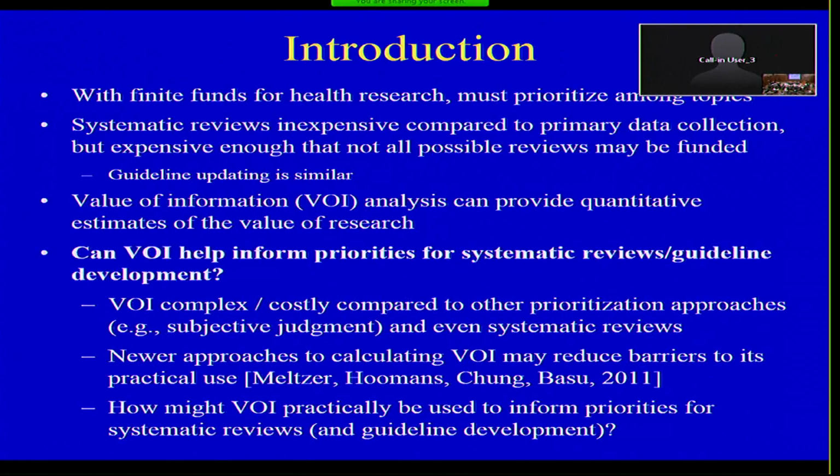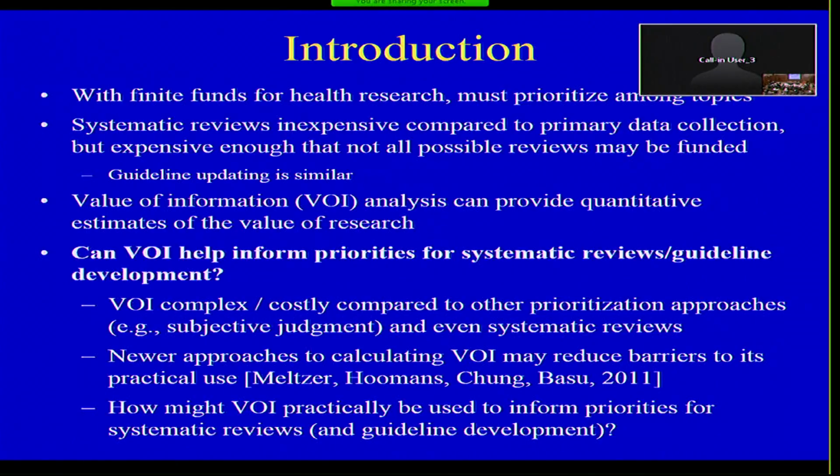There are a couple of key elements here that make this a real question. The first is that value of information analysis itself is complex and costly compared to other prioritization approaches, such as subjective judgment and even well-organized systems and systematic reviews. You don't want to spend more money deciding whether to do a study than just to do the study, so you have to be careful about the costs of these analyses. But fortunately, there are some newer approaches to performing value of information analyses that are less expensive and therefore can reduce some of the barriers. I'm going to talk about some of those today, and then talk about how they might practically be used to inform priorities for systematic reviews, or in your case, some guideline development.